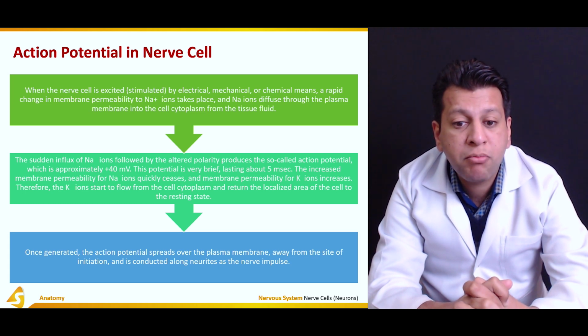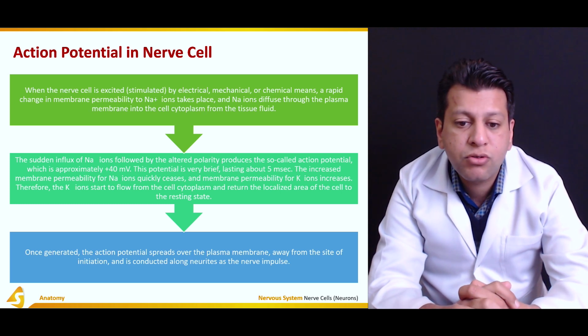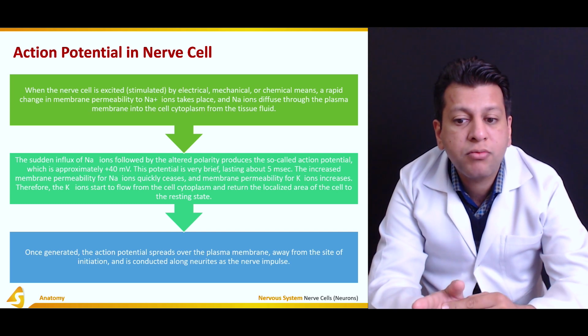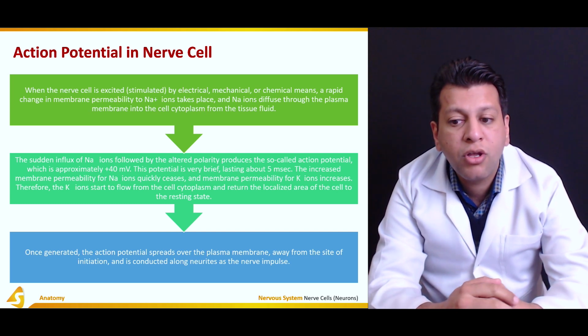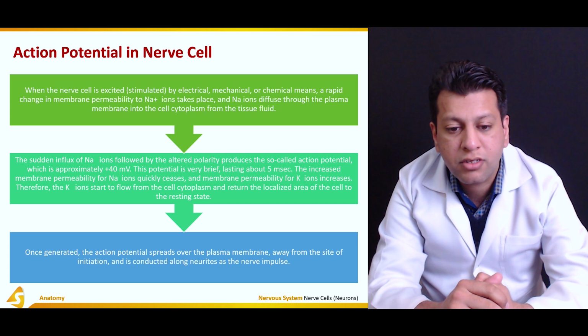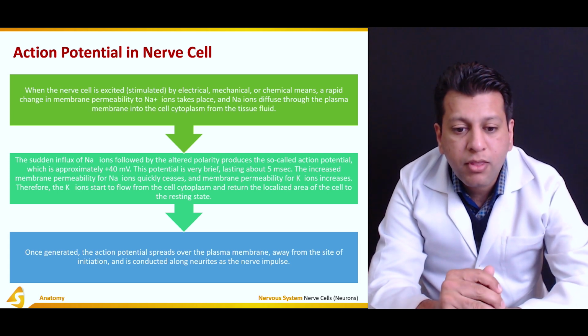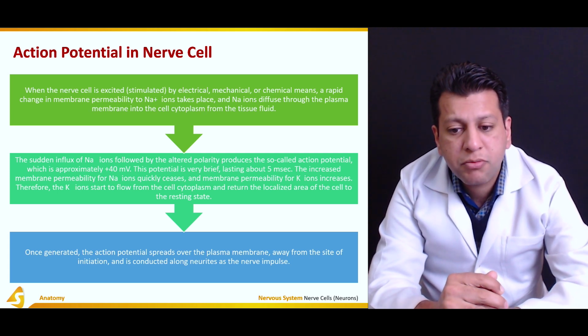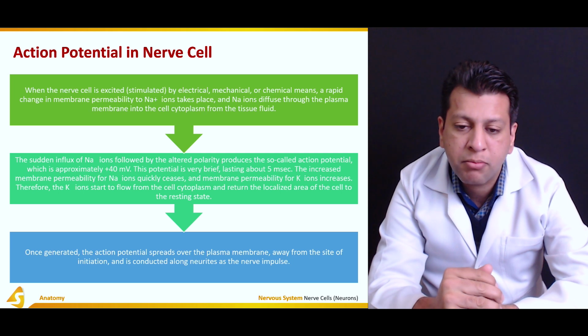This increased membrane permeability for sodium ions quickly ceases and membrane permeability for potassium ions increases. Therefore, the potassium ions start to flow out of the cell cytoplasm and the localized area of the cell returns to the resting stage. Once generated, the action potential spreads over the plasma membrane, away from the site of initiation, conducting along the neurites as nerve impulses.